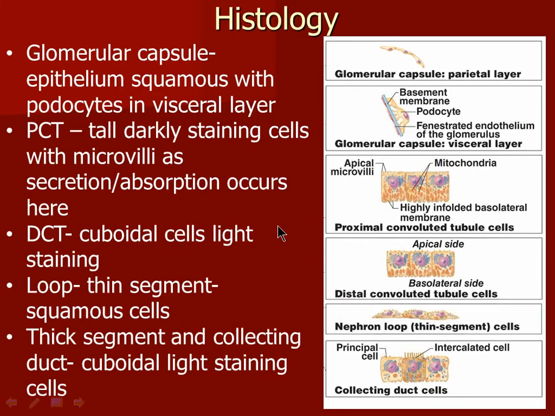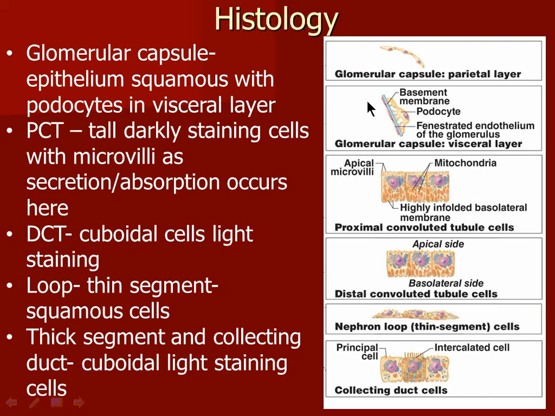Let's look at a little histology. The glomerulus, of course, is a capillary plexus made up of endothelial cells with a basement membrane. The glomerular capsule has to be very thin because the filtration membrane, like the respiratory membrane, has to allow substances to pass through. Again, it is made up of thin epithelium which is squamous in nature.